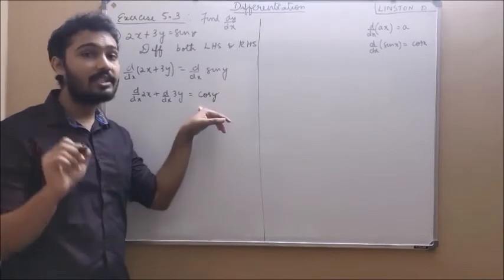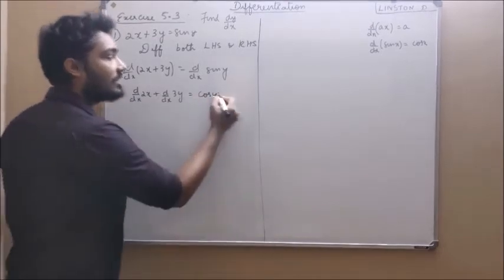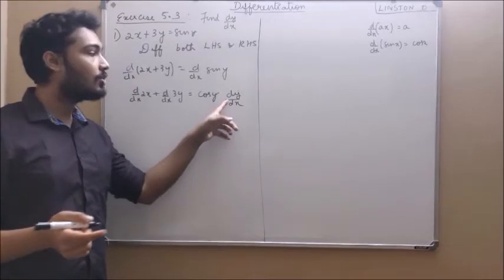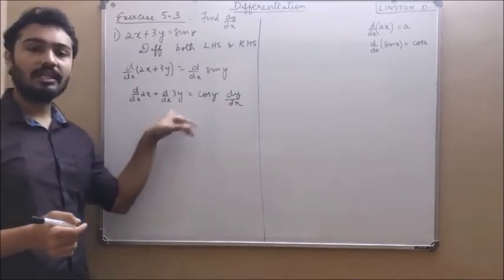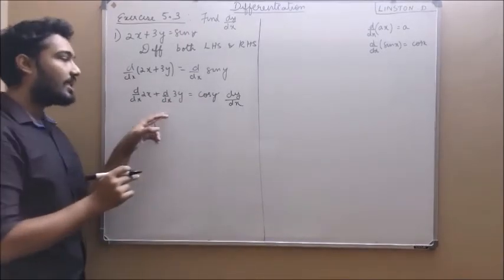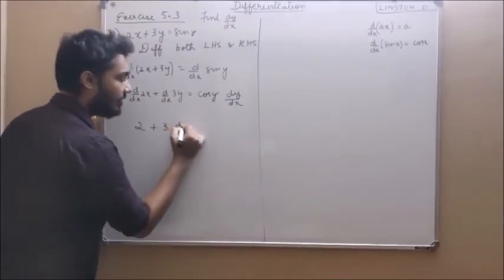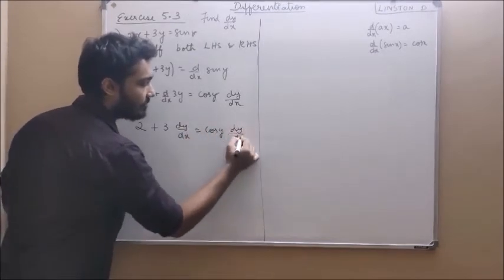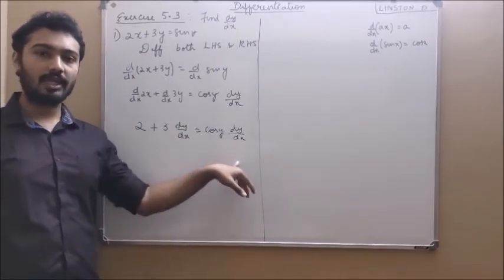I told you we have to differentiate till we get the independent variable, but here y is the dependent variable. So since y is a dependent variable, keep it as it is, dy by dx. You have to still differentiate, so dy by dx. Next, here in the left side, differentiation of 2x is 2 plus d by dx of 3y is 3, you take outside 3, y is a dependent variable, so dy by dx equal to cos y into dy by dx.